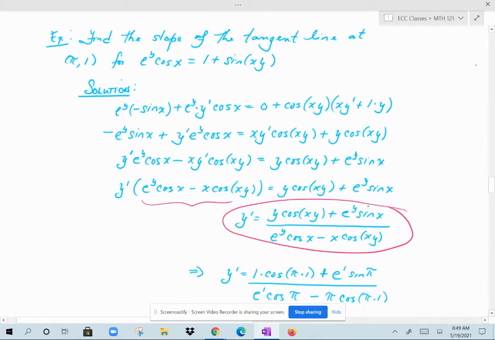But I'm not quite done, because remember, you were asked to find the slope of the tangent line. That is the derivative, but we need to plug in this point, and I have both x's and y's.